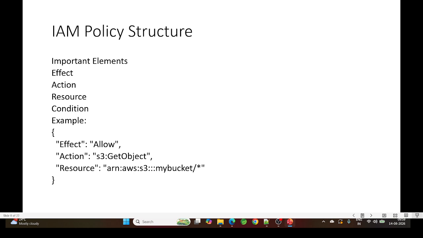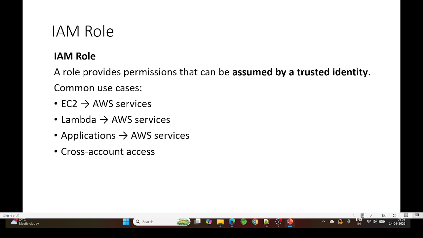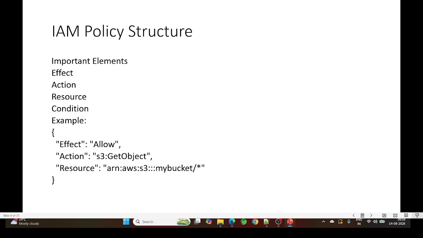The most important elements of an IAM policy are effect, action, resource, and condition. Effect specifies whether the statement allows or denies. Action specifies what operation can be performed. Resource specifies which AWS resources the permission applies to. Condition can be used to apply additional restrictions.